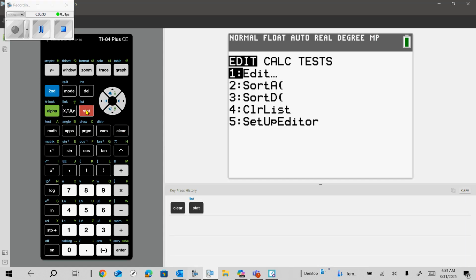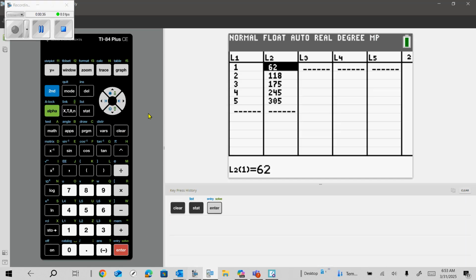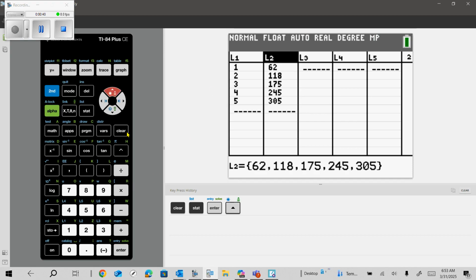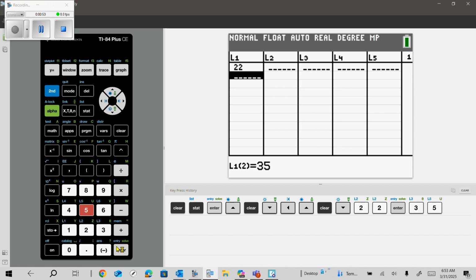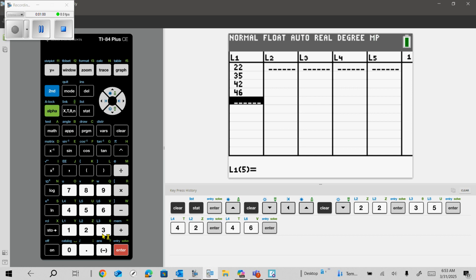Okay, so we hit the stat button, we hit enter, and then you can clear out, remember, by going up, highlighting the list, and then hitting clear, and then coming down. So in list one, we're putting the hours, miles per hour. So we have 22, enter, 35, enter, 42, enter, 46, and 51, 62, and 73.